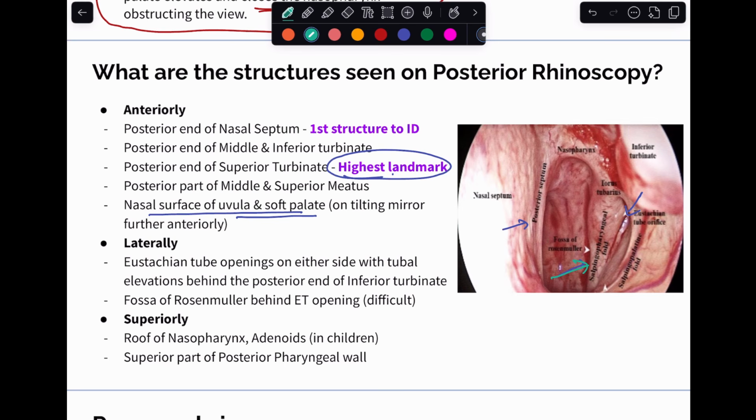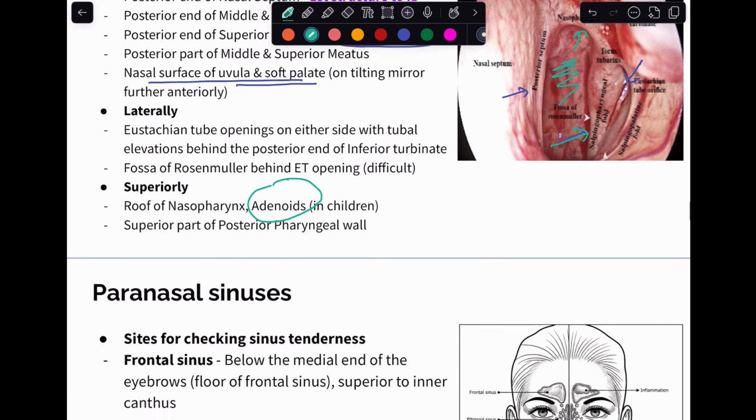Next, moving on to superiorly, we will be seeing the roof of the nasopharynx. In case of children, you will be able to see adenoids as well. A very common case that you see in children is adenoid hypertrophy. You'll be able to see adenoid hypertrophy in these cases. And lastly, you'll be seeing the superior part of the posterior pharyngeal wall as well. So these are all the different structures that you will be seeing on performing the posterior rhinoscopy.